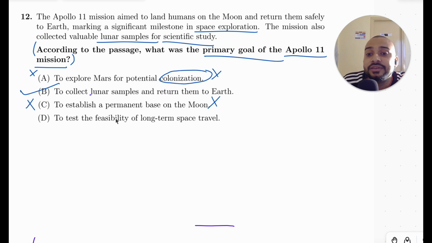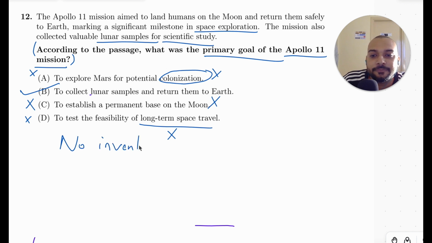To test the feasibility of long-term space travel: no, not mentioned again. So no invented information. We don't need it. No extra info is welcome. Okay, so option B is the correct one.